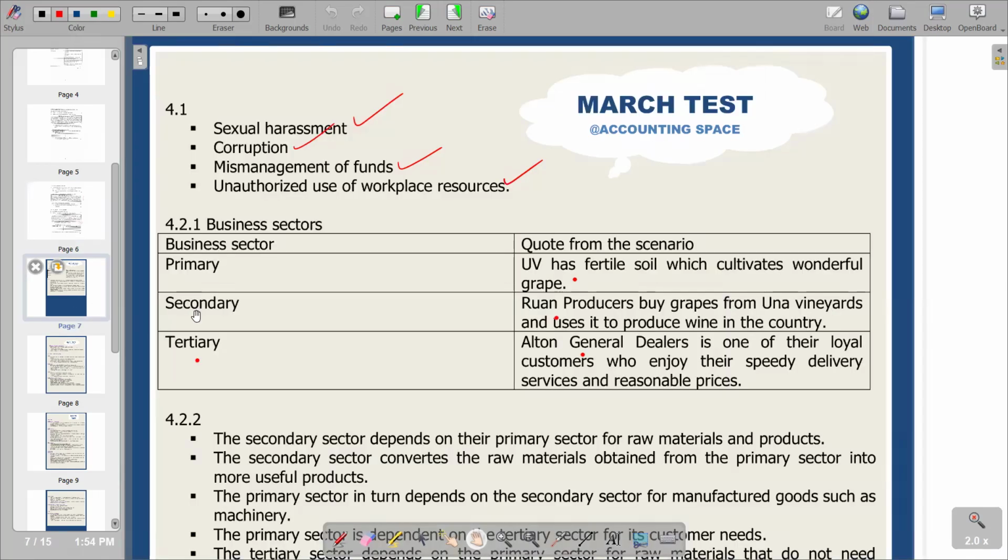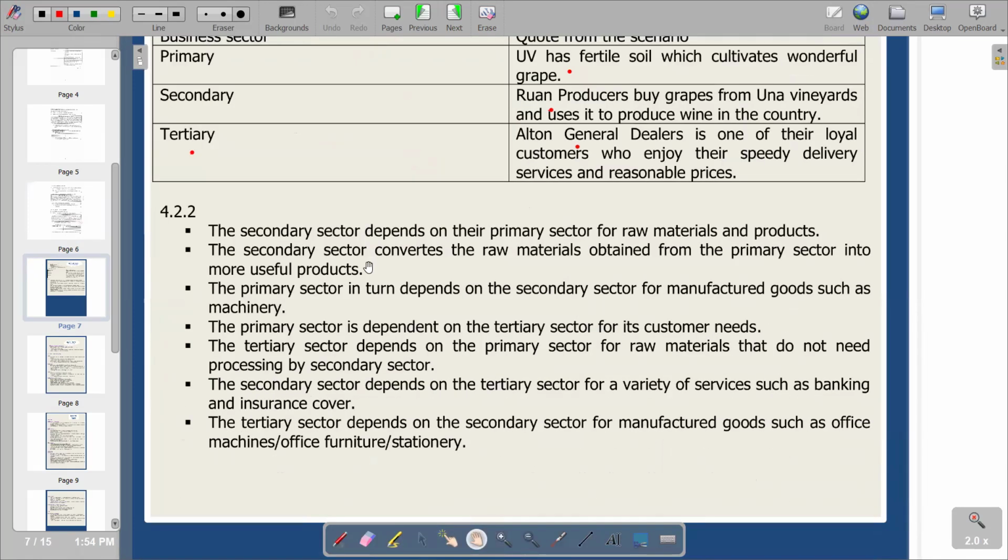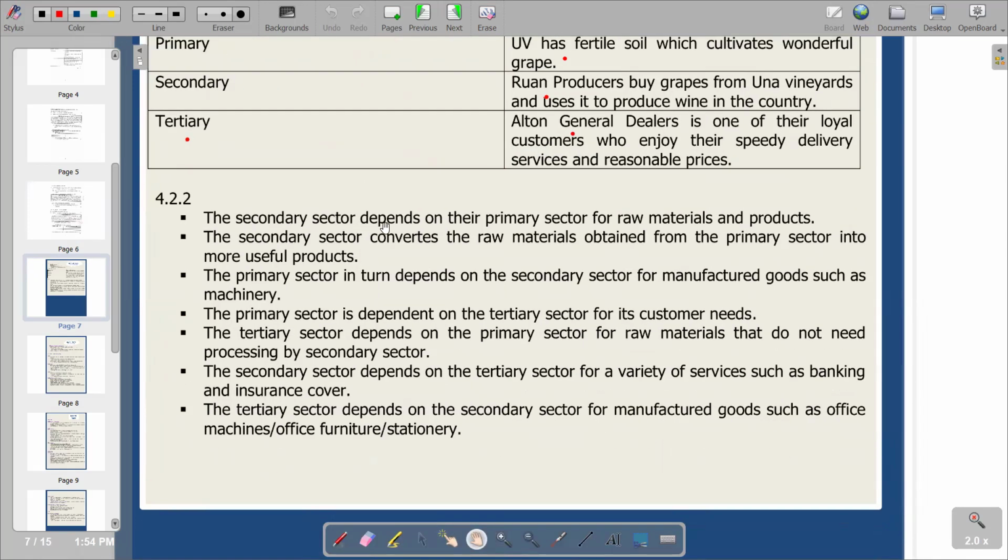We have them also explained in the other section, whereby it says the secondary sector depends on the primary sector for raw materials and products. That is the first point. And then the secondary sector converts the raw materials obtained from the primary sector into more useful products. And the primary sector in turn depends on the secondary sector for manufactured goods such as machinery. And then the primary sector is dependent on the tertiary sector for its customer needs. The tertiary sector depends on the primary sector for raw materials that do not need processing by the secondary sector.